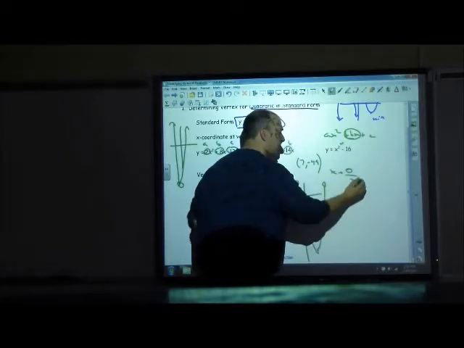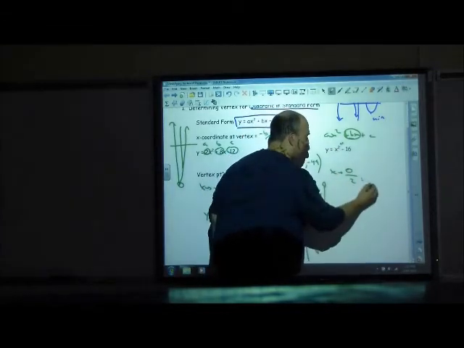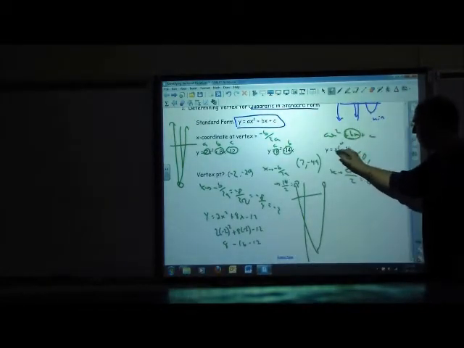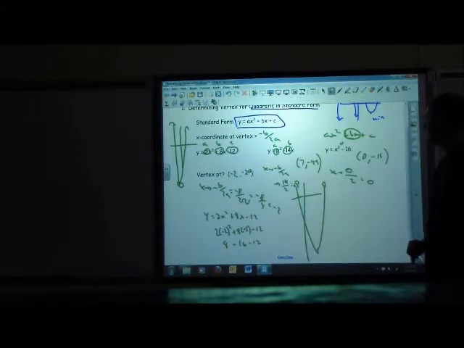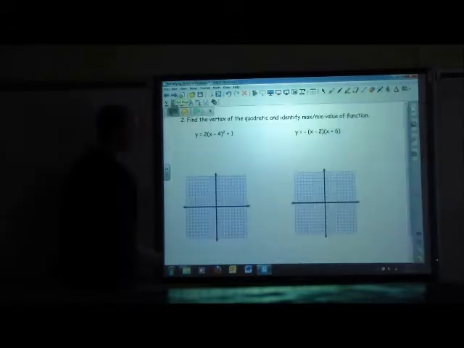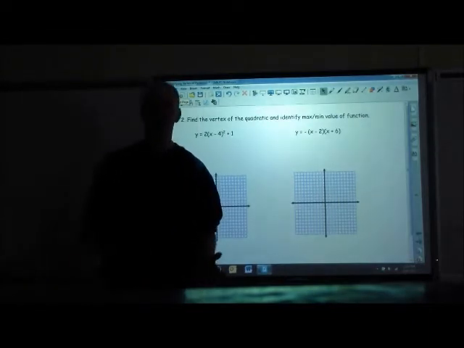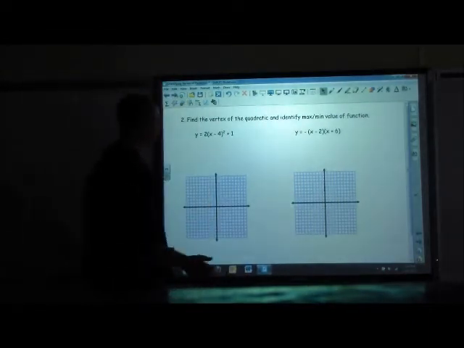It's going to be 2. So the x-coordinate of the vertex is 0. So 0, and you put it in there, and you'd have y would be negative 16. Okay? Now, there's one other form you're going to see for quadratics, and it is called vertex form.